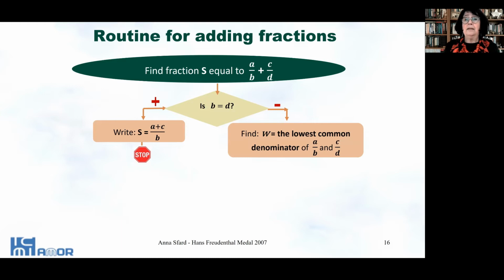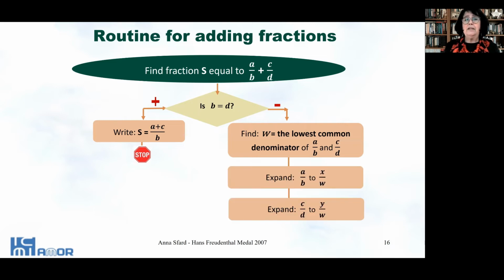If b and d are not equal, we find w, their least common multiple, also known as the lowest common denominator. We then expand each of the original fractions to a fraction whose denominator is w. We are now back to the former case, the case of the sum of two fractions with the same denominator. Of course, we could also use a slightly different procedure. This is just one possibility.